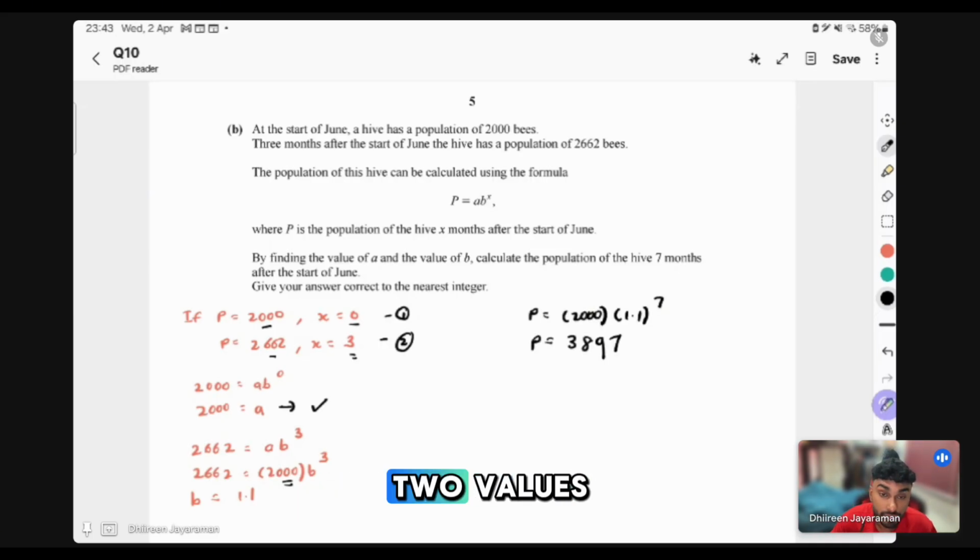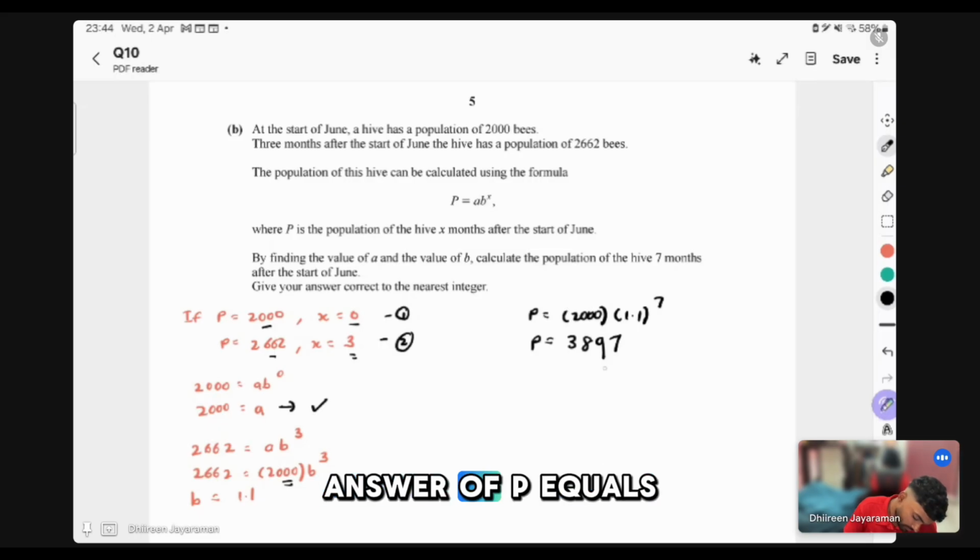Now having these two values, we can substitute them into the equation where A is 2000, B is 1.1 and X is 7 months. So you'll get your answer of P equals 3897.